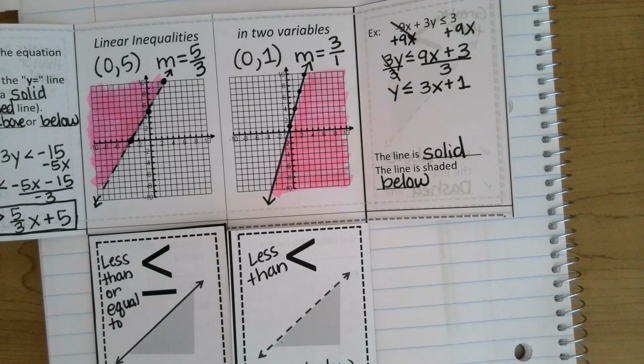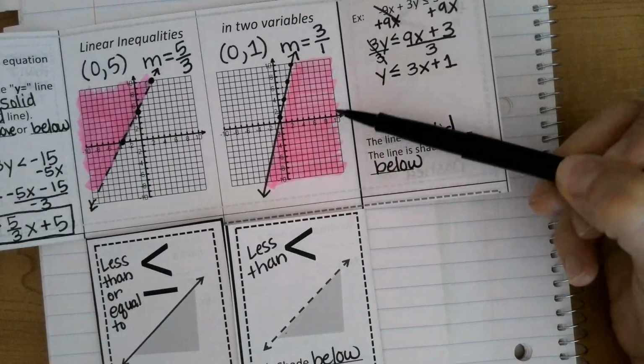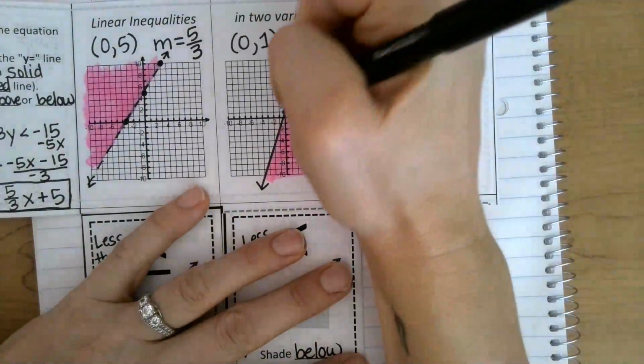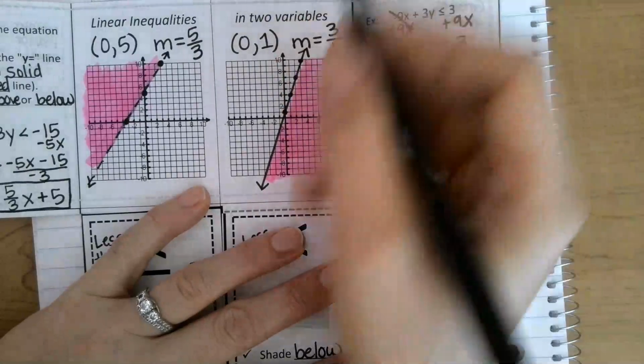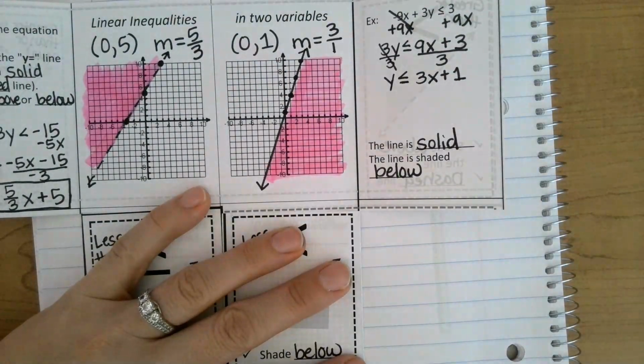And then let's test a point just to make sure. So what's one ordered pair that's in this shaded region? 1, 4. So yeah, (1, 4) is right on the line. As long as it's a solid line, that would be a solution.